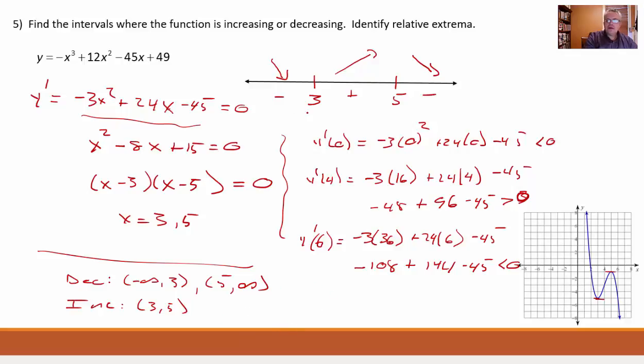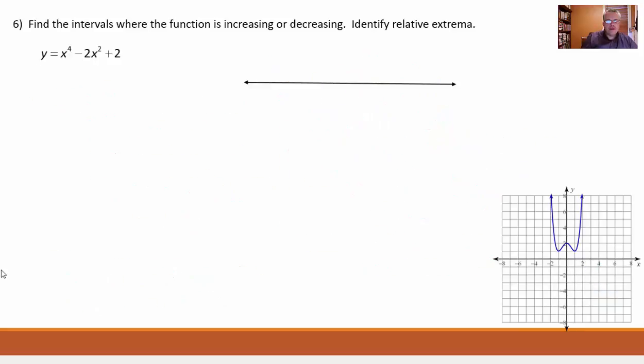Now, we also realize that 3, right here, the function goes from decreasing to increasing. That's a relative min. And here, it goes from increasing to decreasing. It's like it reaches the top of the mountain, then it comes down. That's a relative max. All right, that's a lot of math. I believe we have just one more example here. So here's our last example.